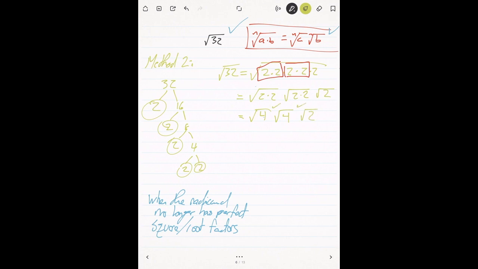perfect squares. And so what do we get? 2 times 2 times the square root of 2, which is 4 root 2. There is our final answer.